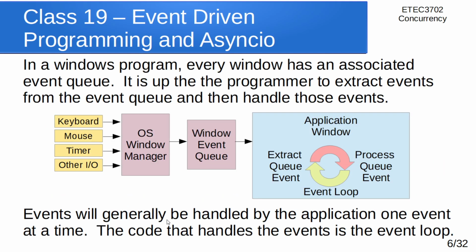And in a Windows program, it's important to note that every window has an associated event queue. In other words, as events come in, they get built up on this list, and it's up to the programmer then to write the code that pulls an event off the event queue and handles that event in some way. So events will generally be handled by the application one event at a time, and the code that handles the events is what we would call the event loop.